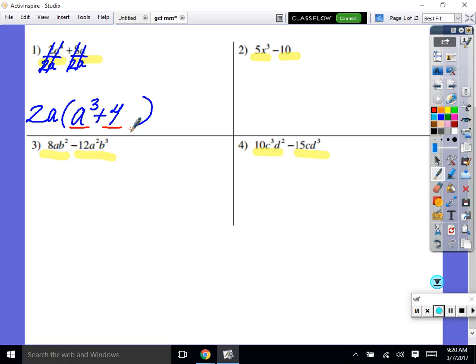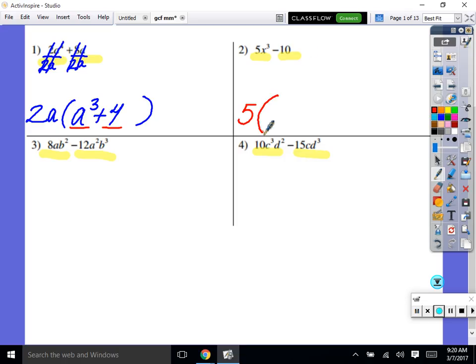We have a 5x cubed minus 10. Let's just focus in pieces. Isn't there a 5 in each term? Let's pull out a 5. Can I pull out x at all? Does this one have an x? No, so we would not be able to pull out an x in this one because this term does not have an x. You'd say, okay, 5 is the only thing I can pull out.